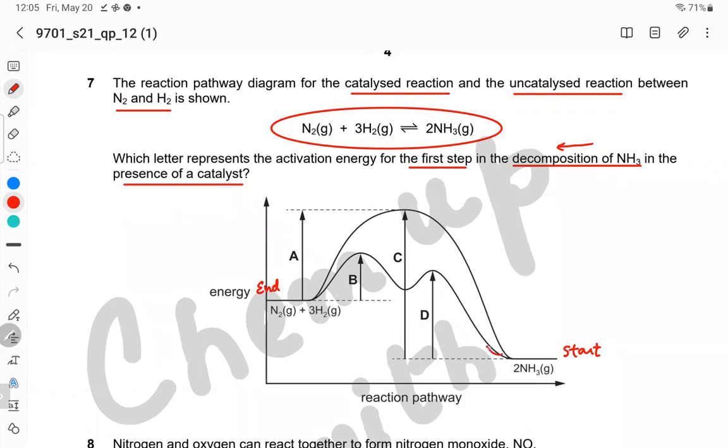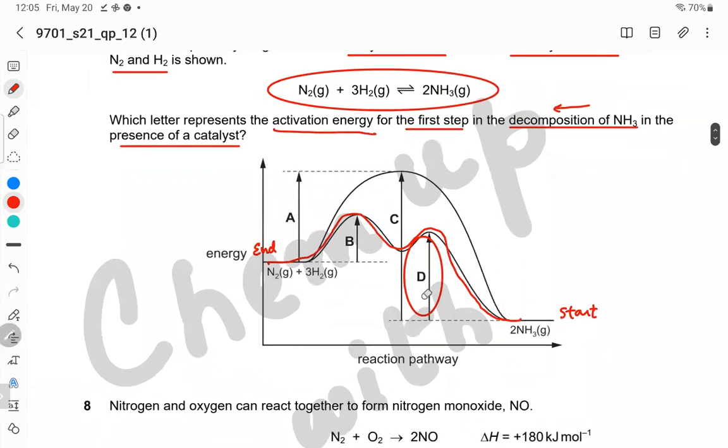So they ask you in the presence of a catalyst. So in the presence of a catalyst, we will follow this path, right? So in this path, the activation energy for the first step must be this one, that is D. So your correct answer is D. It is the first step. And this is the second step when we are talking about the decomposition. Is it clear to everyone?